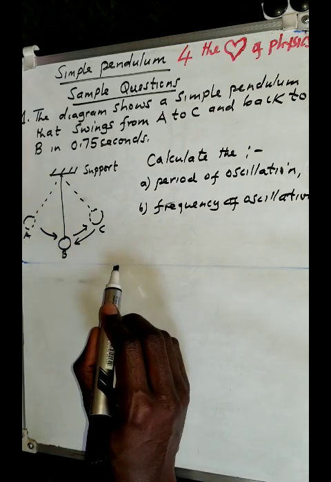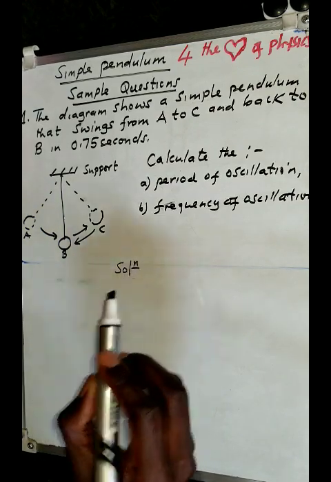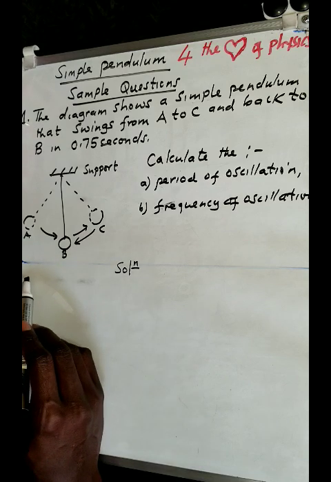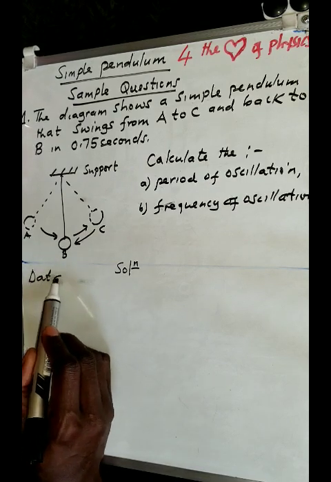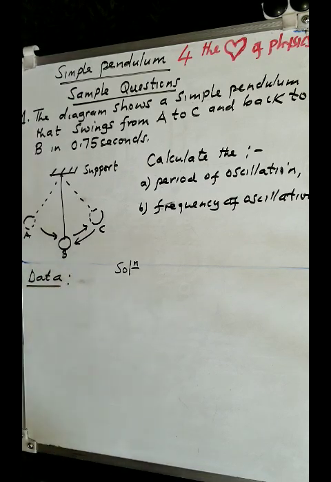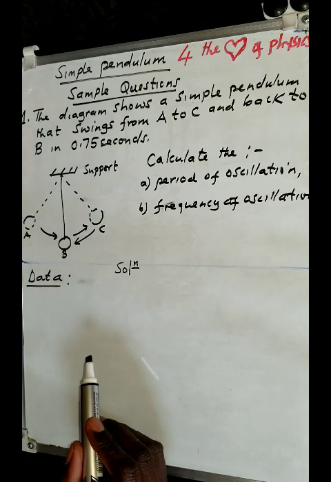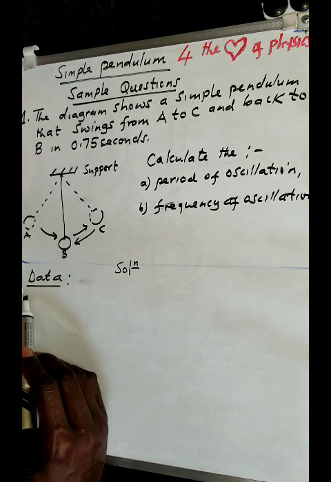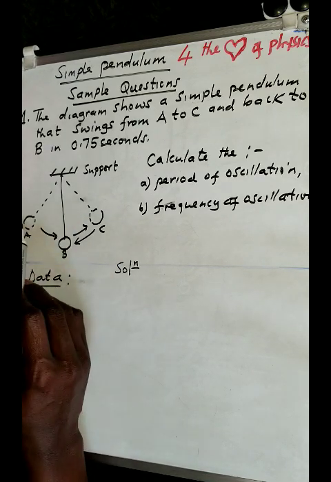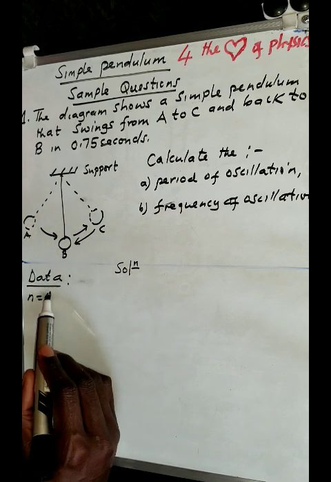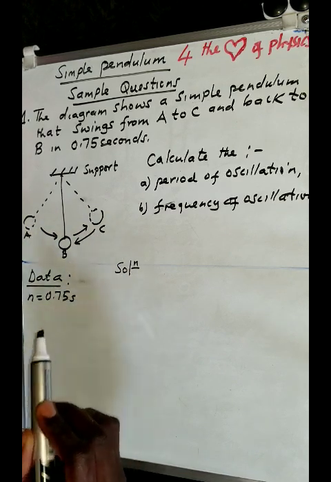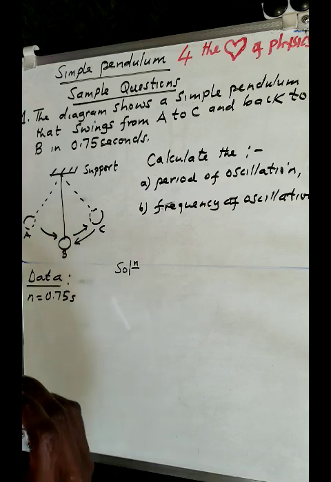Remember, each time you are dealing with physics, with science, it's always good to list down the information that you have been given, which we call the data. So they have given us the time it takes to move from A to C and back to B, which is 0.75 seconds.